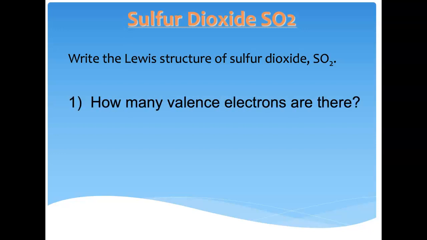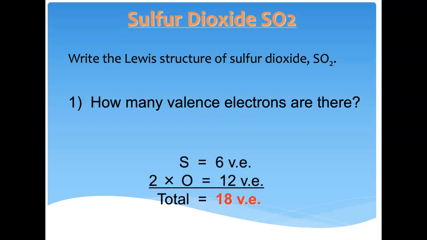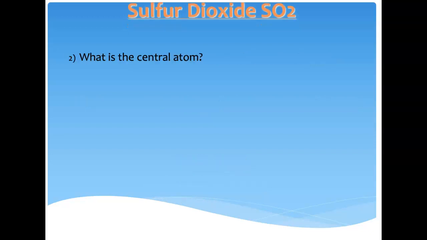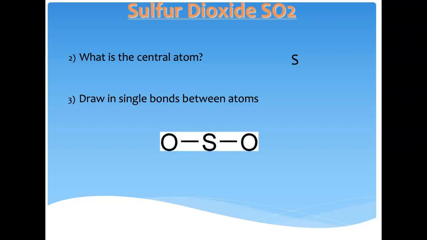How many valence electrons are there? S in group 6. O is also in group 6. So I get a total of 18 valence electrons. All right, so what's the center atom going to be? If you're thinking S, I agree. All right, so now let's put the S in the middle and draw those bonds.